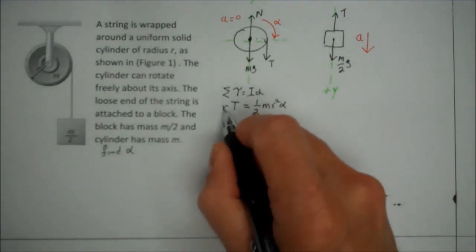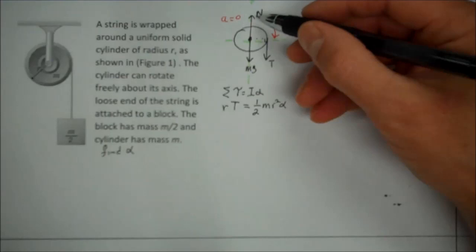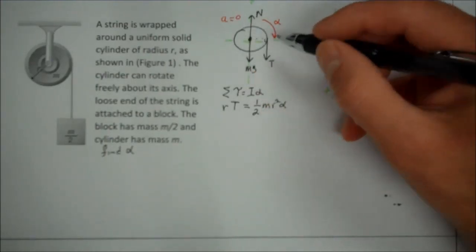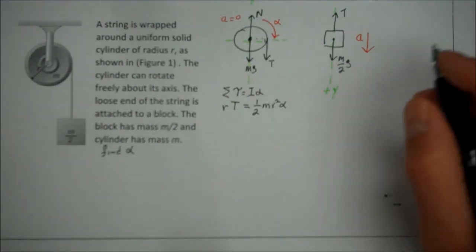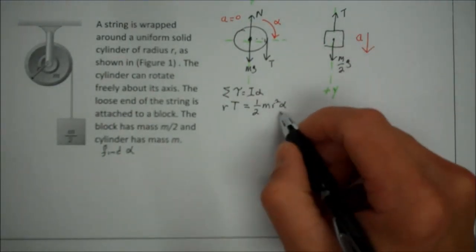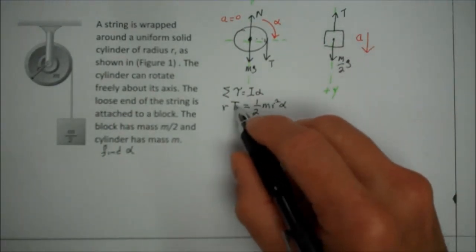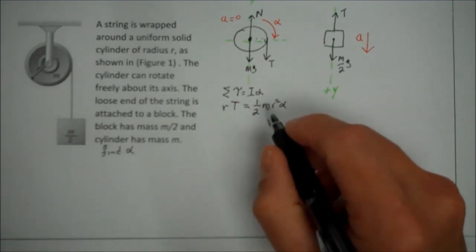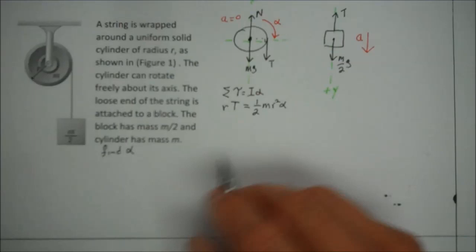So the only torque is due to the tension. The normal force acts at the axis. The weight acts at the axis. Neither of those apply torque. All right. Can't do much more there. We've got an unknown T. We're allowed to use R and M in the answer, but we can't use T.